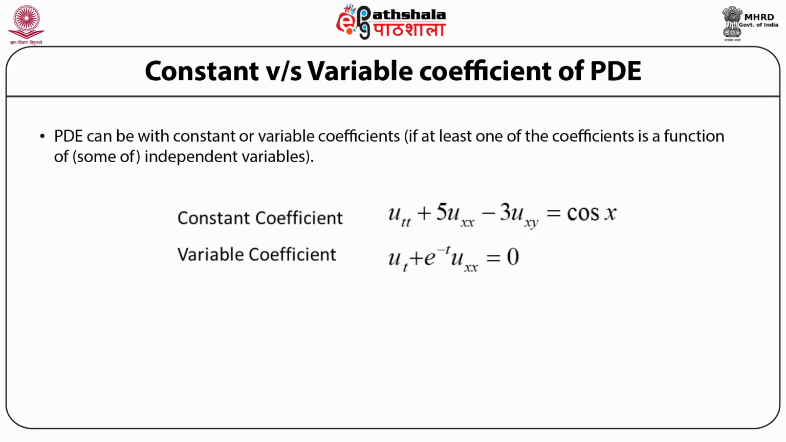When it is variable, when the constant, let's say like here in the second equation, second term, it is e power minus t into u of xx. U of xx is the differential equation term, and e power minus t is the coefficient. The coefficient changes with respect to time, so it is a variable coefficient.